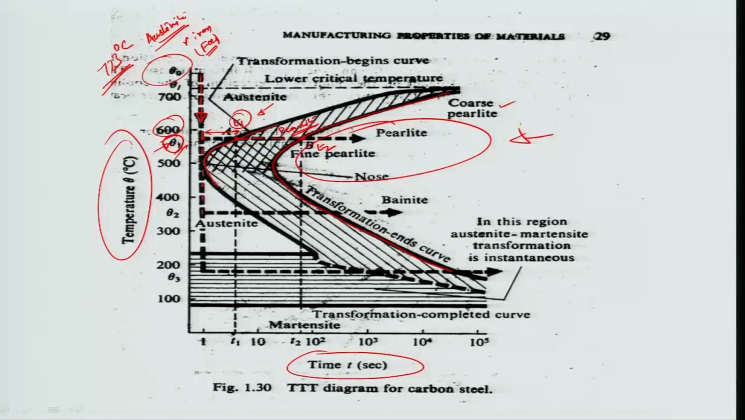You may have coarse perlite or fine perlite towards the nose of the curve here, or at the bottom you have this sort of bainite transformation. So, here in this particular case, coming from T1 to T2, that means from point A to point B, we can call this transformation an isothermal transformation. One of the reasons why that is so is that you are doing this transformation all at the temperature theta 1 without changing it. So, this is called isothermal transformation.